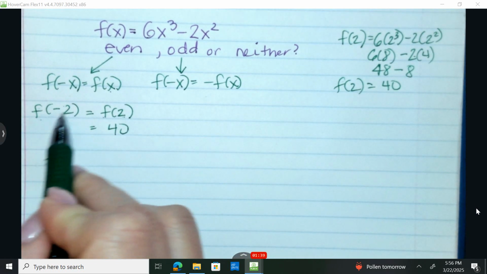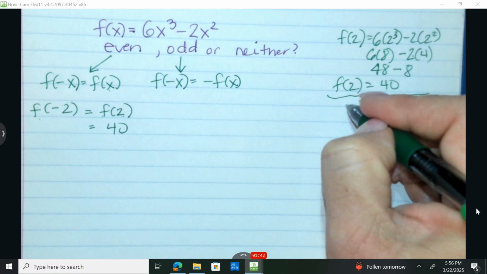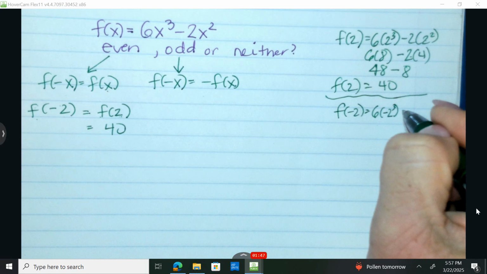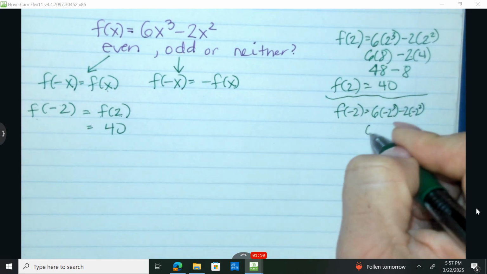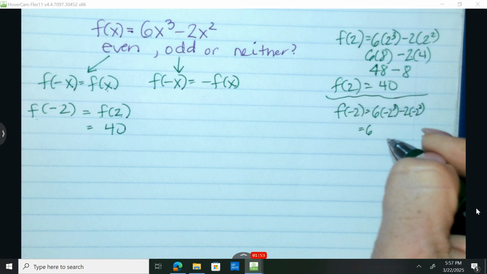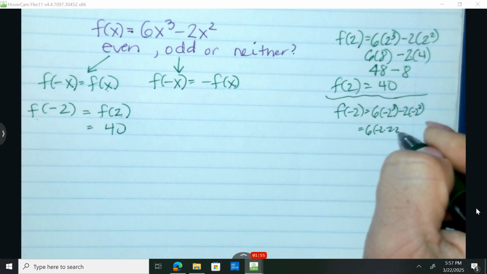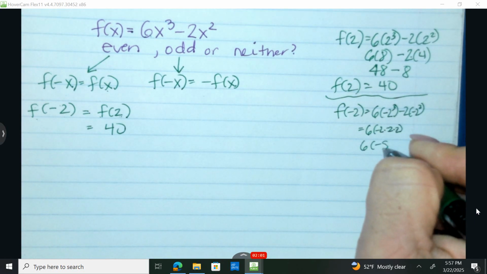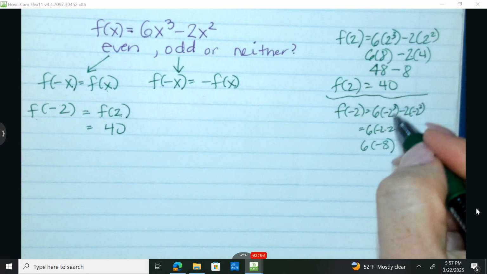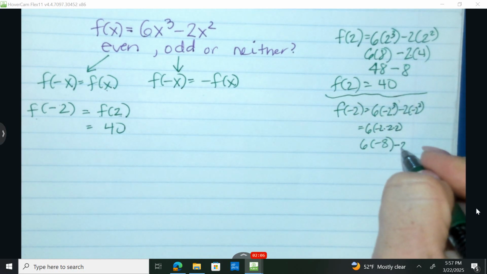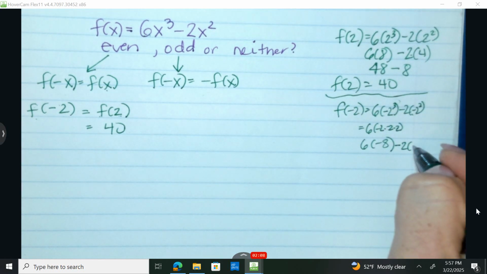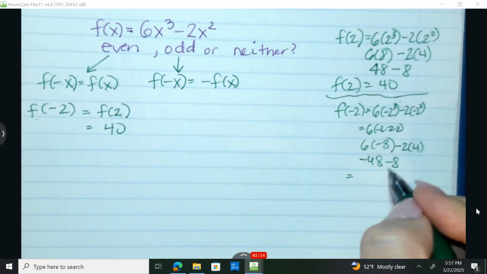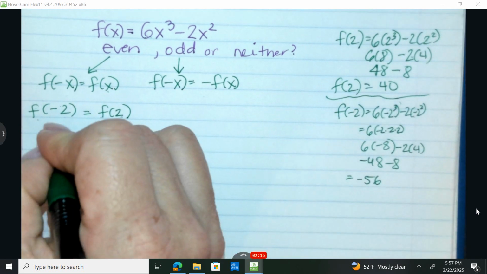Now I'm going to test negative 2. So let me come off to the side and test negative 2. So I have 6 times negative 2 to the third minus 2 times negative 2 squared. So negative 2 times itself 3 times: negative 2 times negative 2 times negative 2. That's an odd number of negatives, which would produce a negative value. So I get a negative 8 here. Subtract 2 times negative 2 times negative 2. That's an even number of negatives, which would be positive. So negative 48 minus 8 would give me a negative 56.